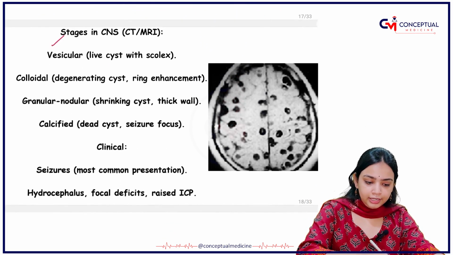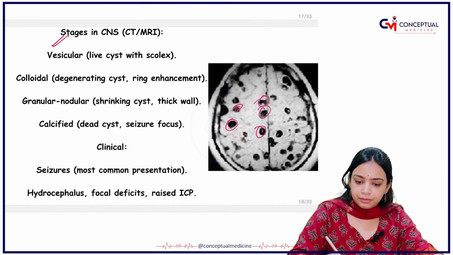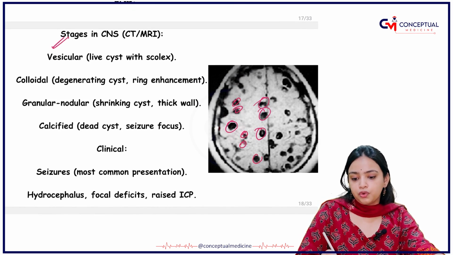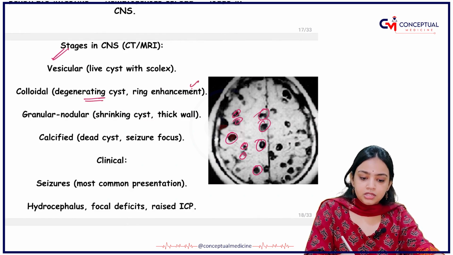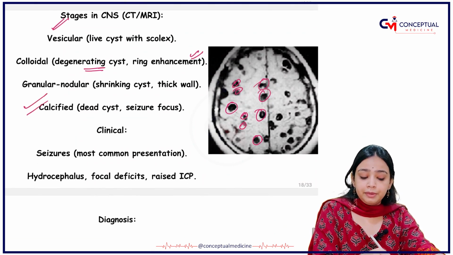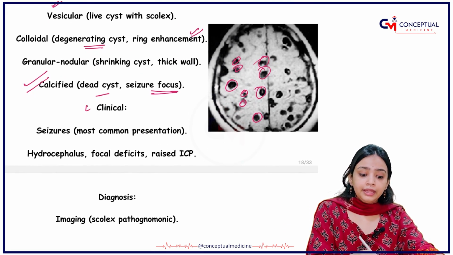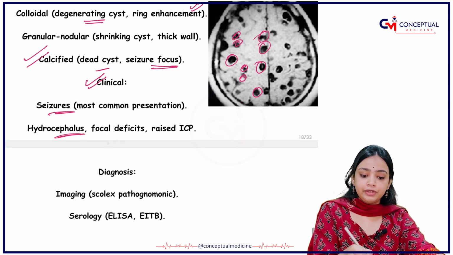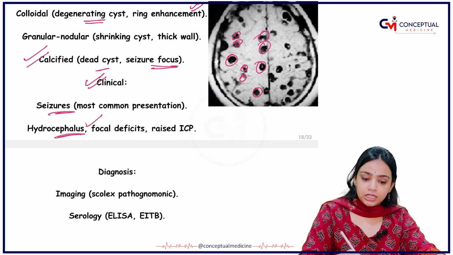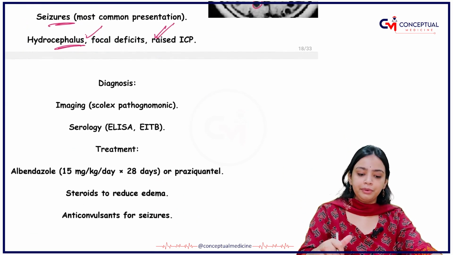Next, the stages that are there. See this. Small lesions will be there in neurocysticercosis. There will be degenerating cysts and ring enhancing lesions. There will be calcified dead cysts, and the seizure focus. And the clinical features you will be able to see are seizures, hydrocephalus and focal deficit, and obviously increased intracranial pressure.